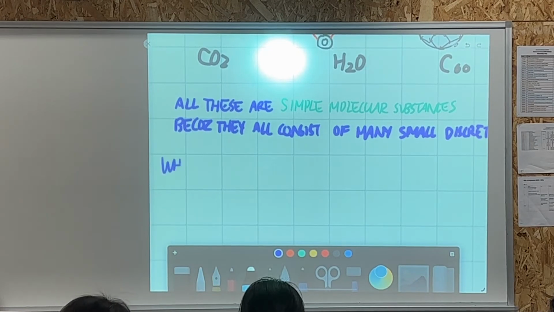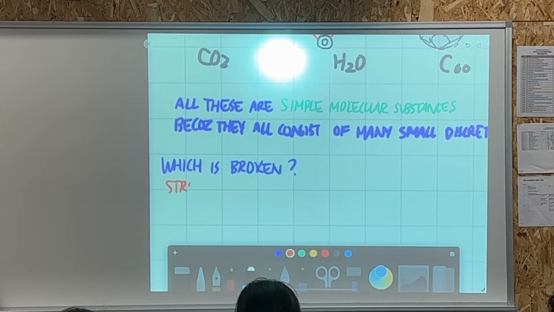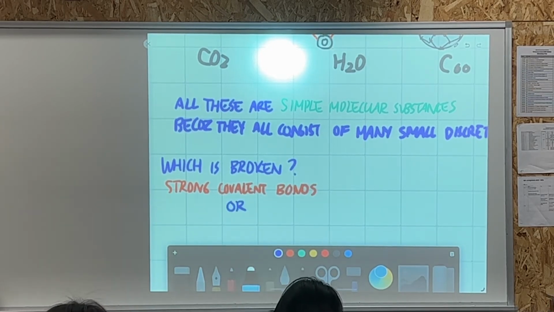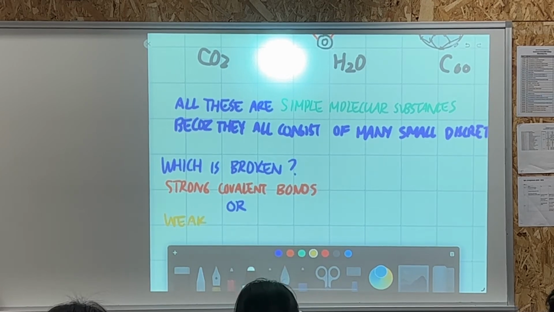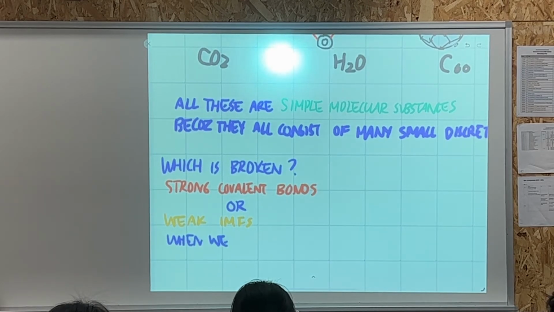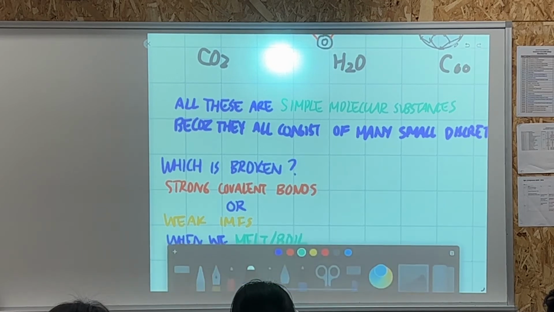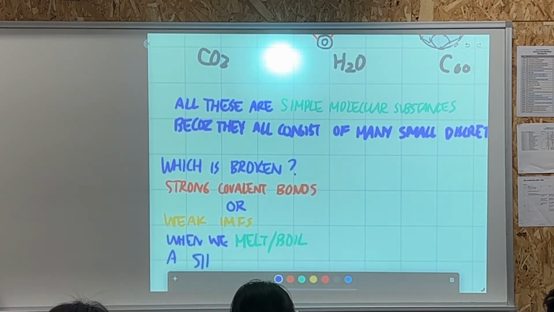So which is broken? Strong covalent bonds or weak intermolecular force when we melt or boil a simple molecule? So melt or boil a simple molecular substance. Just ask yourself what you get when you boil water.